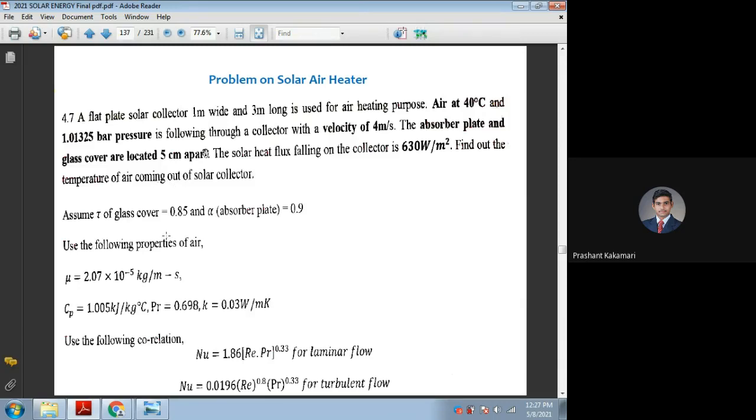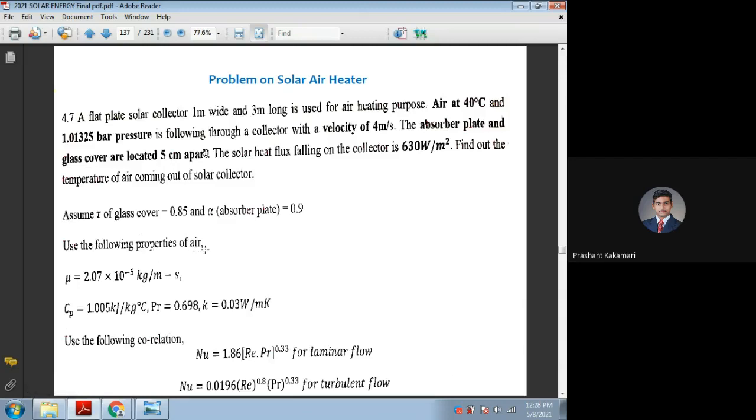You see, in the question itself, they have mentioned, assume transmissivity tau of the glass cover 0.85. Absorptivity of the absorber plate, the alpha value, is 0.9. Okay, this much value is given. So tau alpha is given means we have to go by that glass cover system for the liquid flat plate collector. What we studied in transmissivity and absorptivity product, which will give us the maximum solar radiation absorbed by the plate. So that also we have to follow.